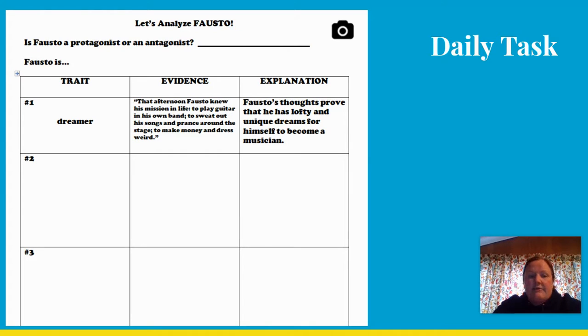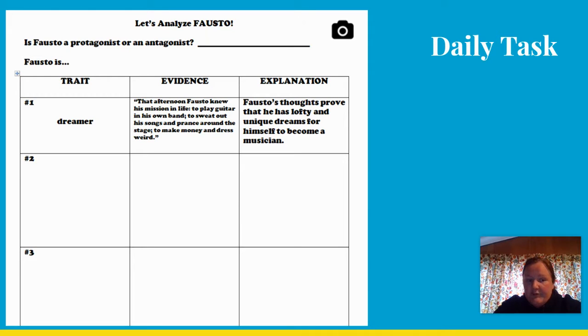So now let's take a look at our daily task. Let's analyze Fausto. The first question is: is Fausto a protagonist or an antagonist? Go ahead and answer that right now. Next, you have to assign Fausto character traits. We did a lot of work on page 48, but you should have annotations about character analysis for the whole story. So go back and look at some of your annotations to help guide you through this work.